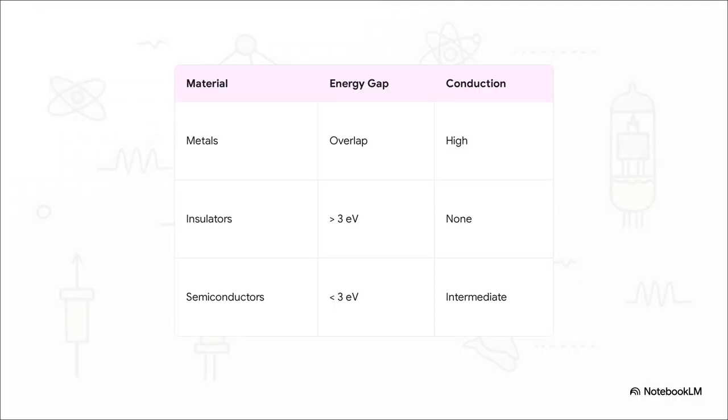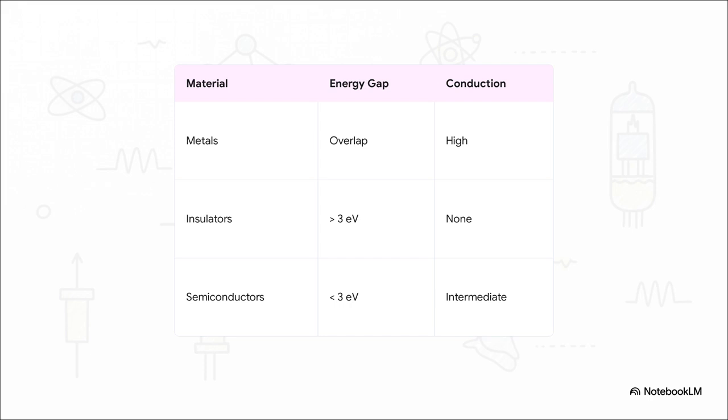It's actually pretty amazing how neatly nature categorizes materials based entirely on the size of this energy gap. Just look at the metals column on the left. Their conduction and valence bands actually overlap. There's no gap at all, which is exactly why they are fantastic high-conductivity materials. Then, on the other extreme, we have insulators. They have a massive, impassable gap of more than 3 electron volts. Normal electrons simply don't have the energy to jump across that gap, so no conduction happens.